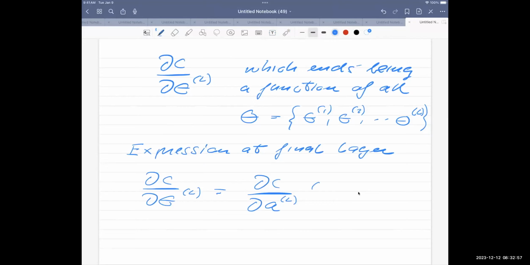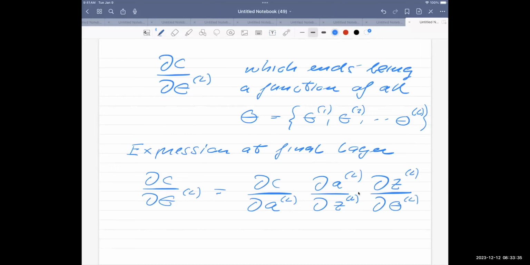And then using the chain rule, we get the derivative with respect to A of L. And we know that A is a function of this z, so we would have a z of L. And then finally, we know that this z, the input to the final activation function, depends explicitly on the different parameters. So this is the one which now depends on the parameters theta.